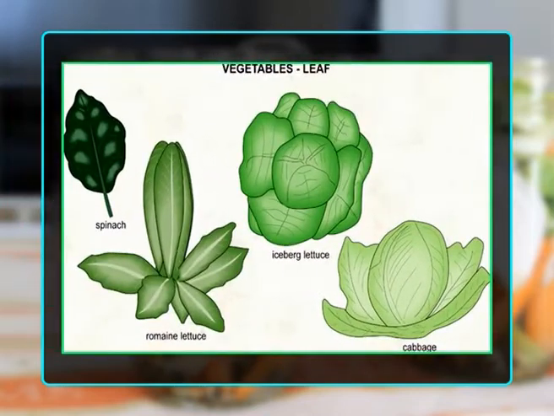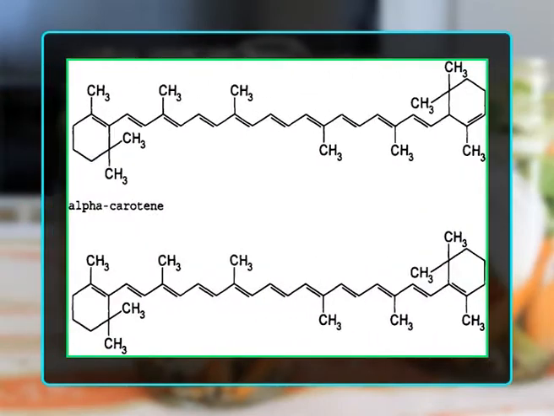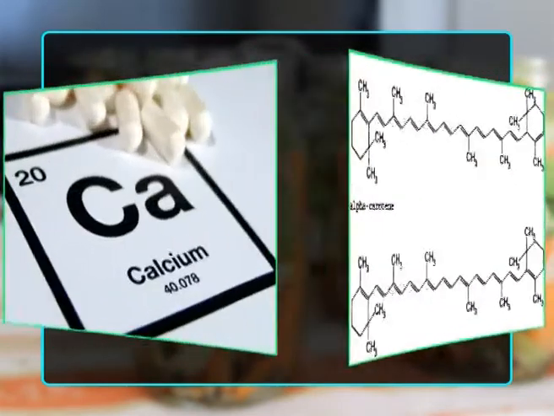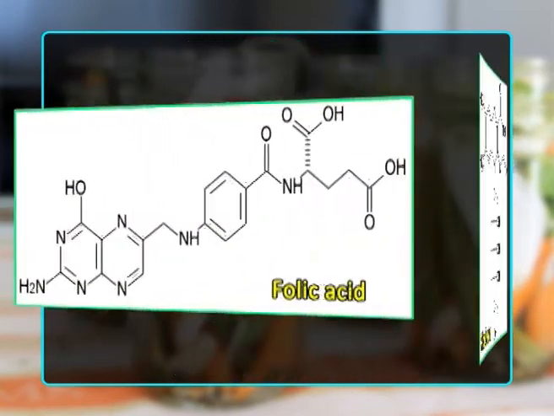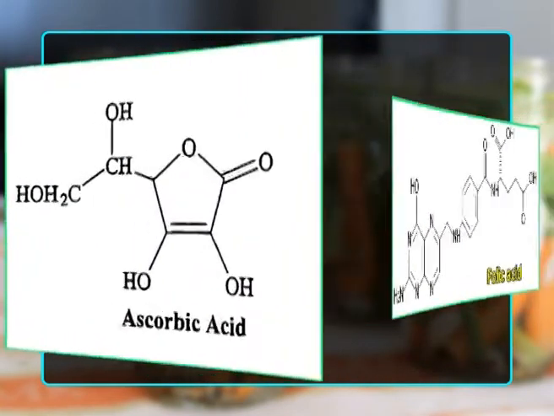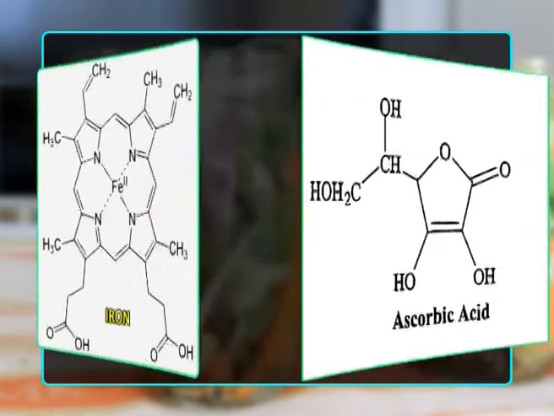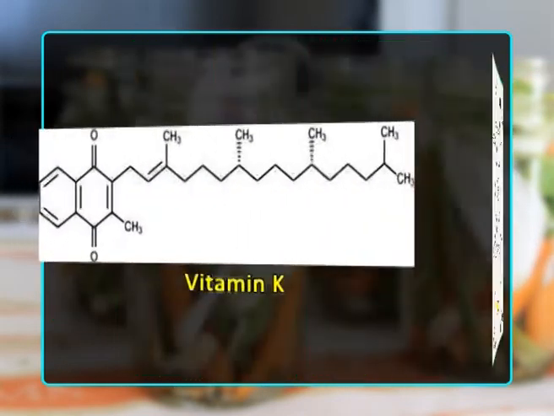Leaves are photosynthetic organs of plant and supply carbohydrates to other parts of the plant. As a result, leaves contain low amount of carbohydrates. However, they are good source of alpha-carotene, calcium, riboflavin, folic acid, ascorbic acid, iron, and vitamin K. They play an important role in the diet and health of a consumer.